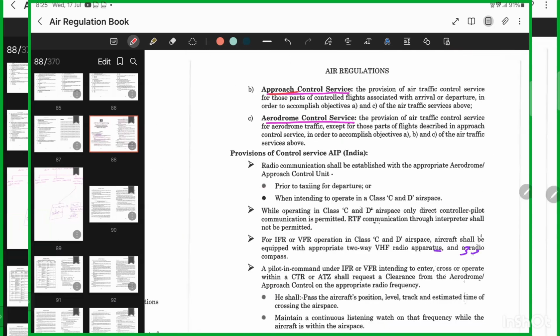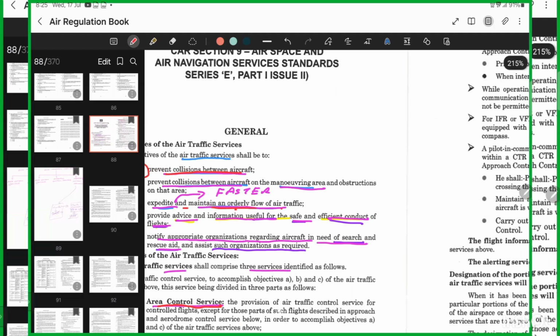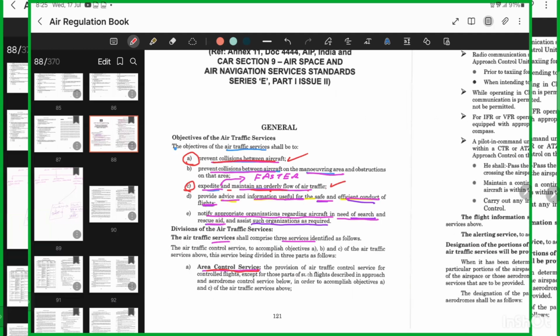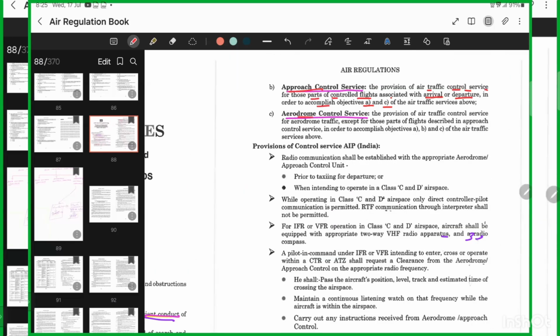Approach control service is the provision of air traffic control service for those parts of controlled flights associated with arrival and departure, to accomplish objectives A and C. What are objectives A and C? Again, prevent collision between aircraft and expedite and maintain an orderly flow of traffic.